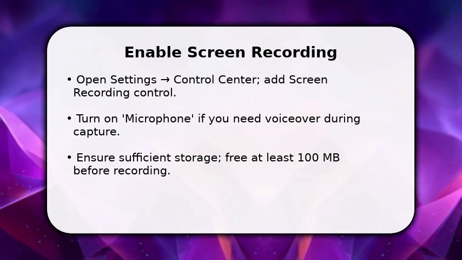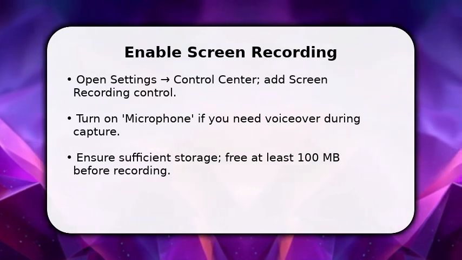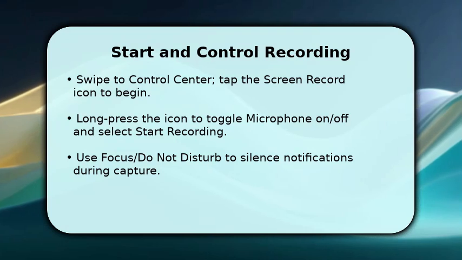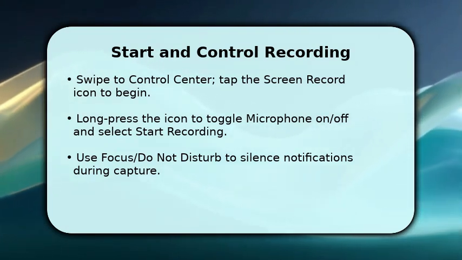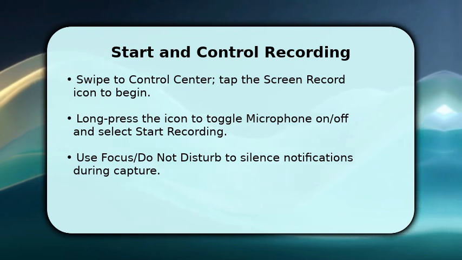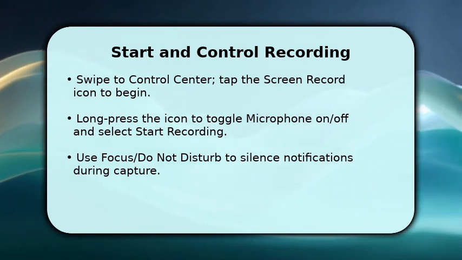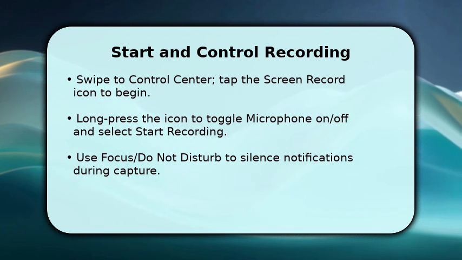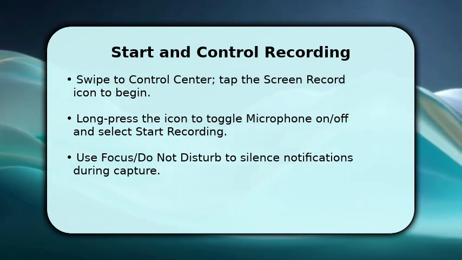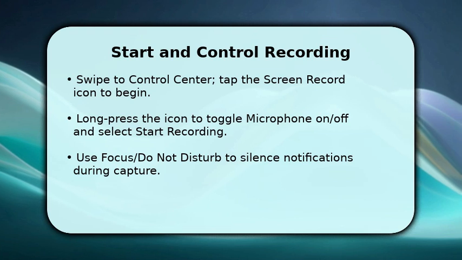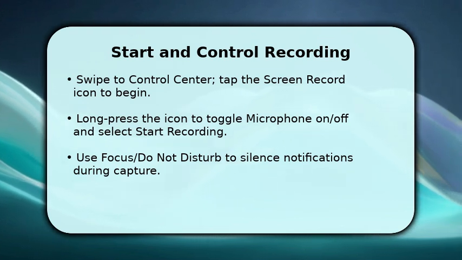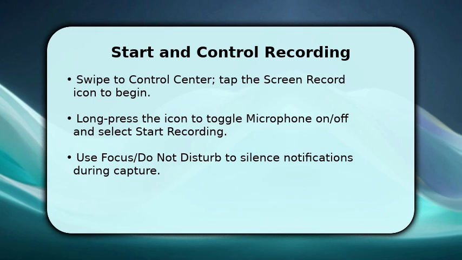Now you'll actually start capturing. Swipe down from the top right to open Control Center and tap the screen record icon. A 3-second countdown begins so you can prepare. If you want narration, long press the icon and turn microphone on, then press Start Recording. This records microphone and app audio together. Make sure Focus or Do Not Disturb is enabled first to prevent notification interruptions. While recording, you'll see a red status.